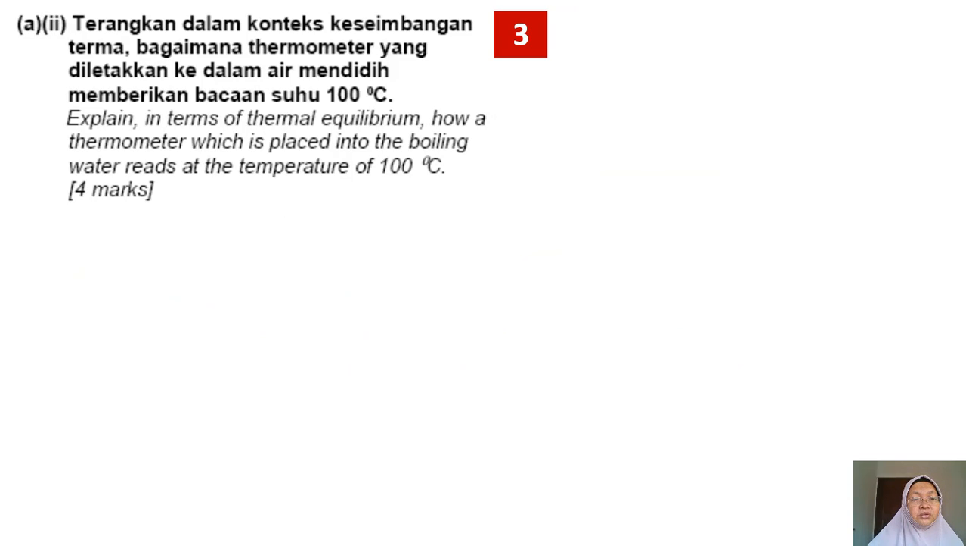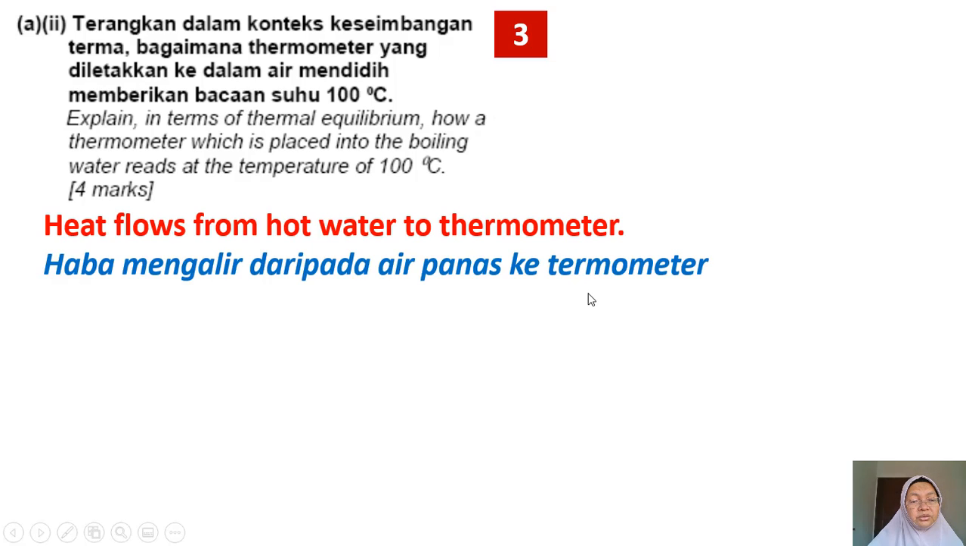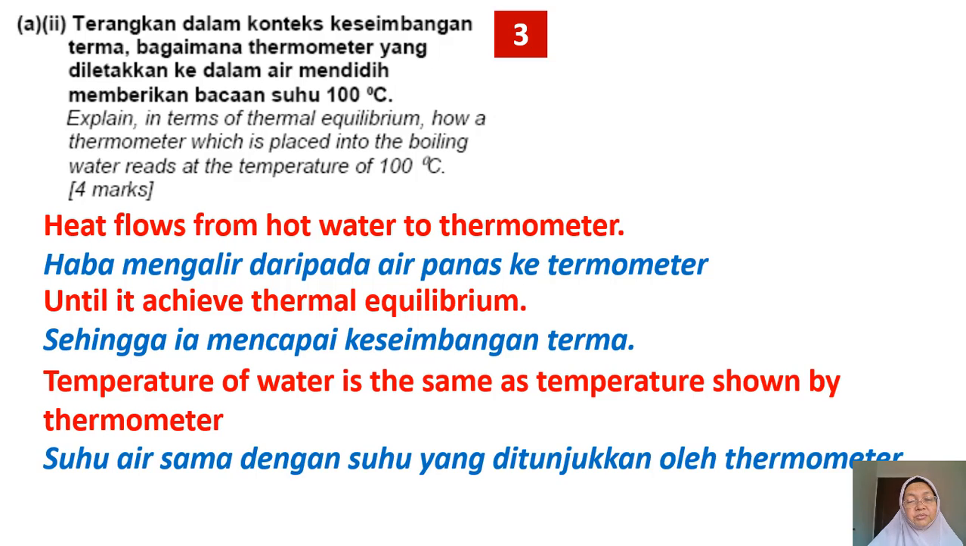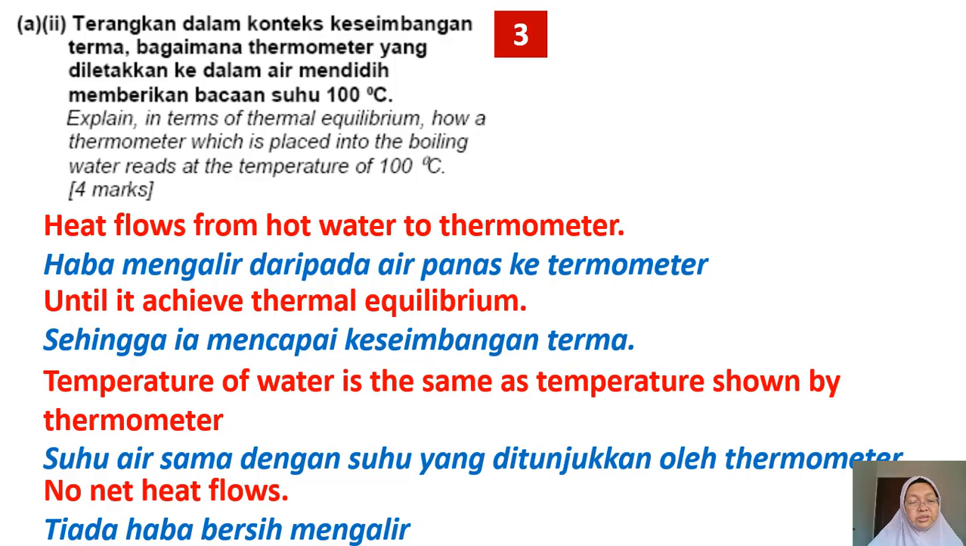Explain in terms of thermal equilibrium how a thermometer which is placed into the boiling water reads at the temperature of 100 degrees Celsius. I think this question same with the first question, but in this question you have boiling water and you put the thermometer in the boiling water of temperature 100 degrees Celsius. Okay, I think the first point is haba ataupun heat flows from hot water to thermometer, and then until it achieves thermal equilibrium. Temperature of water is the same as temperature shown by the thermometer. No net heat flows. Okay. Dan tiada haba bersih mengalir keluar.